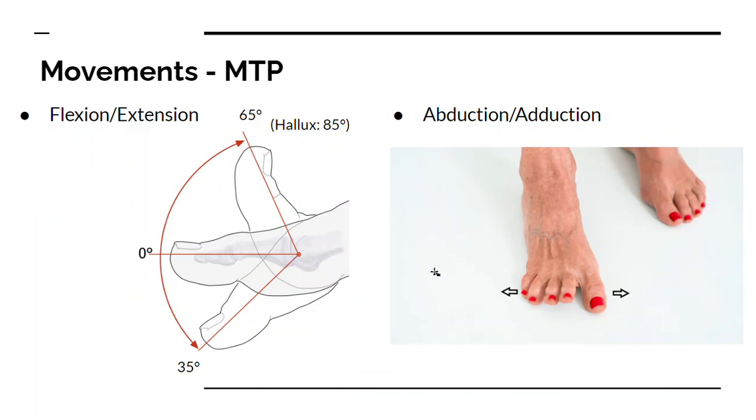When you move down to your metatarsophalangeal joints, or your MTP joints, you can flex and extend, right? You can flex your toes up and extend. Your hallux can extend quite a bit. And you can also abduct and adduct. And again, the midline for abduction and adduction of your toes is the second toe.